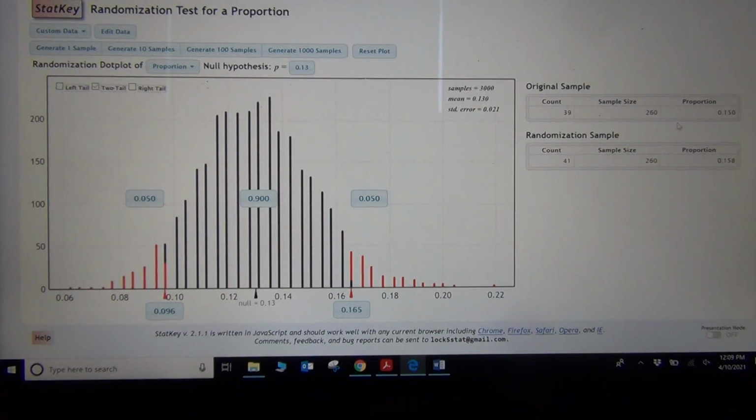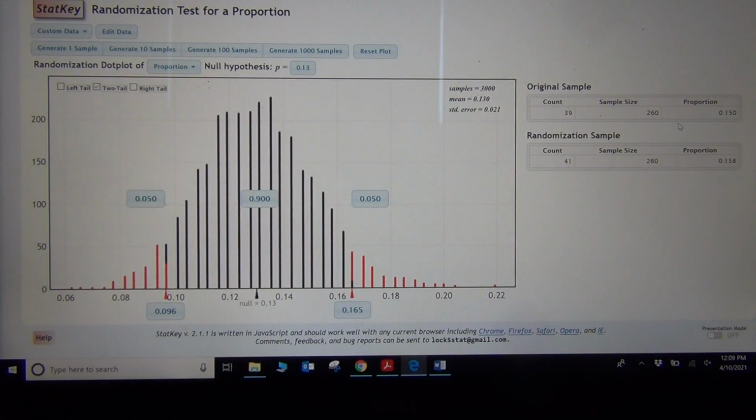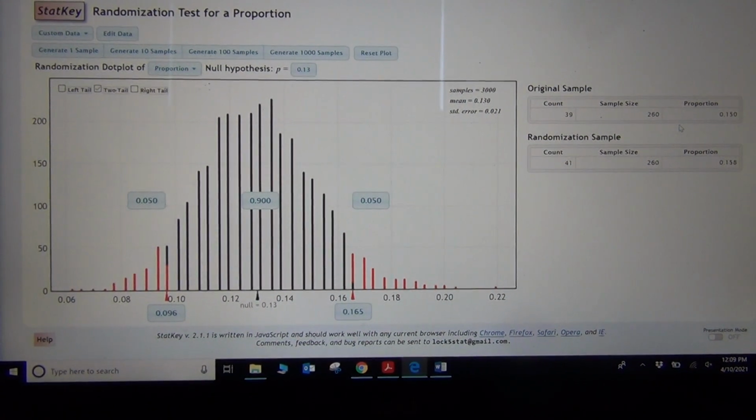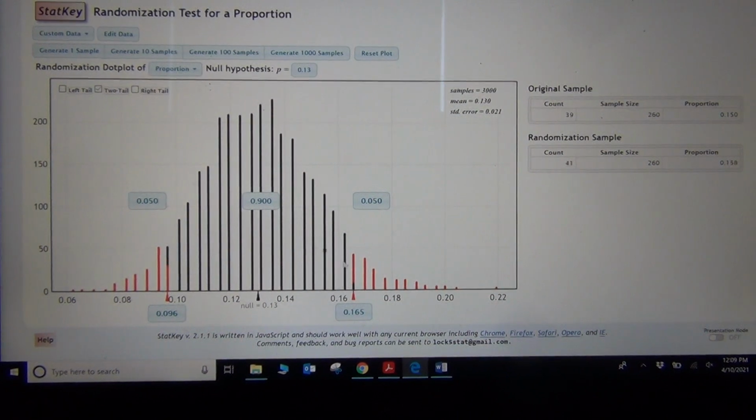So notice we're not actually using a test statistic here. We could have calculated a test statistic and done it that way, but this is simulation, so we don't have to use a test statistic. We can just directly look at this sample proportion instead. Where's 0.15 on this graph? Again, it's very important to know the number line, right? It's all about number lines.